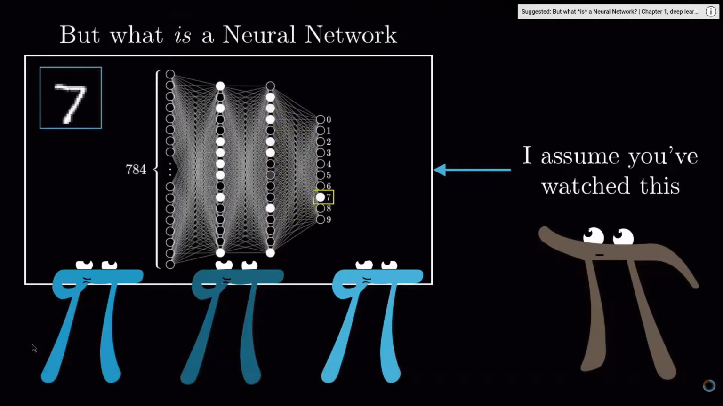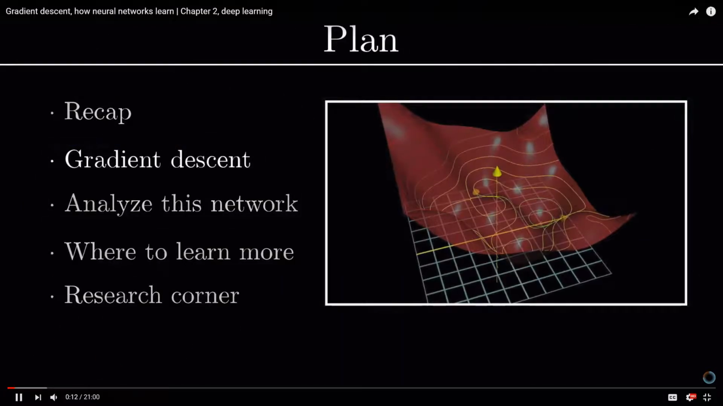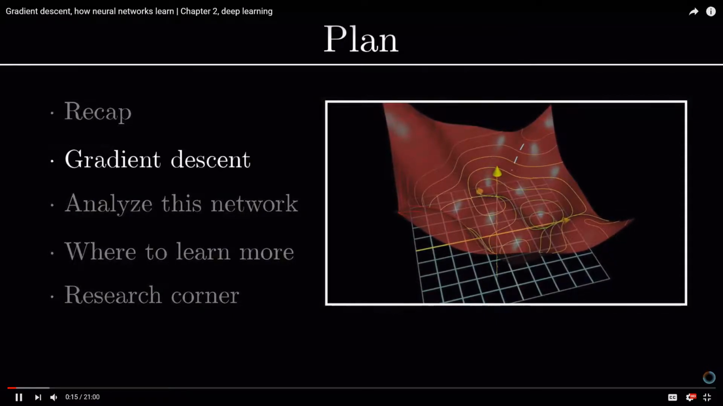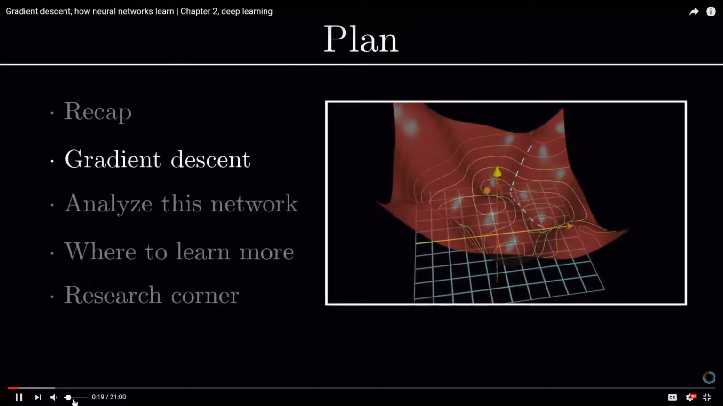Last video, I laid out the structure of a neural network. I'll give a quick recap here, just so that it's fresh in our minds, and then I have two main goals for this video. The first is to introduce the idea of gradient descent, which underlies not only how neural networks learn, but how a lot of other machine learning works as well.